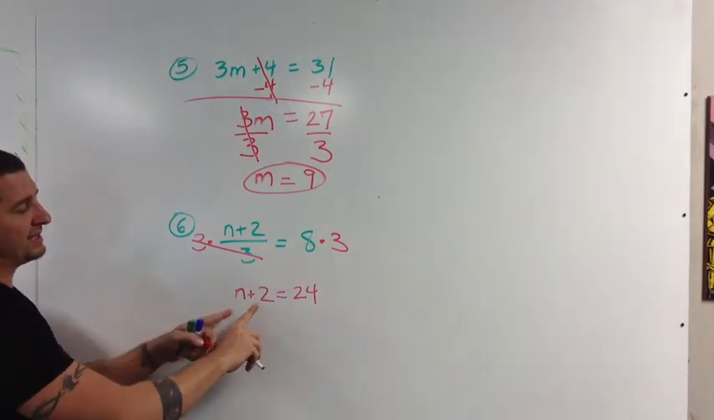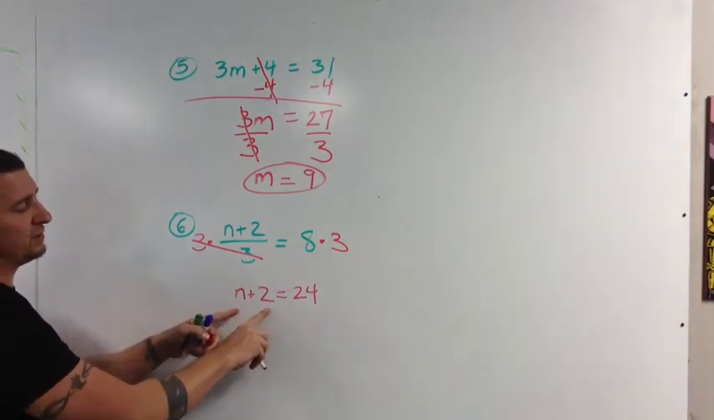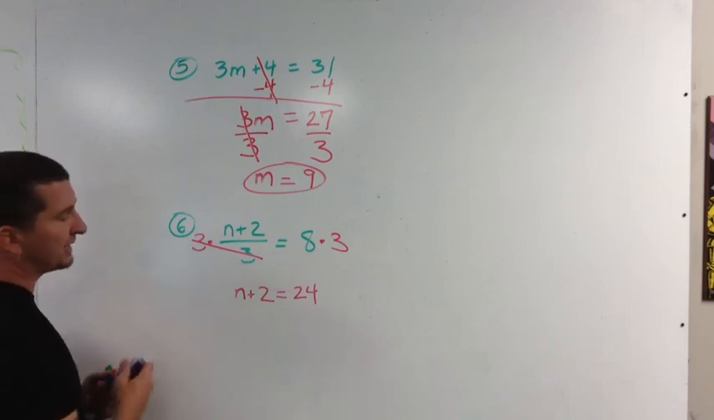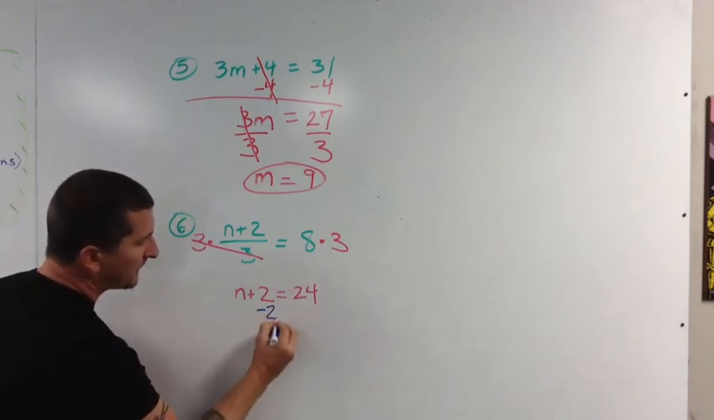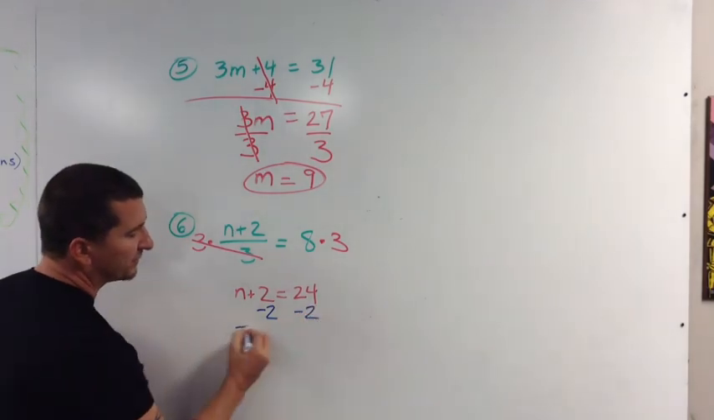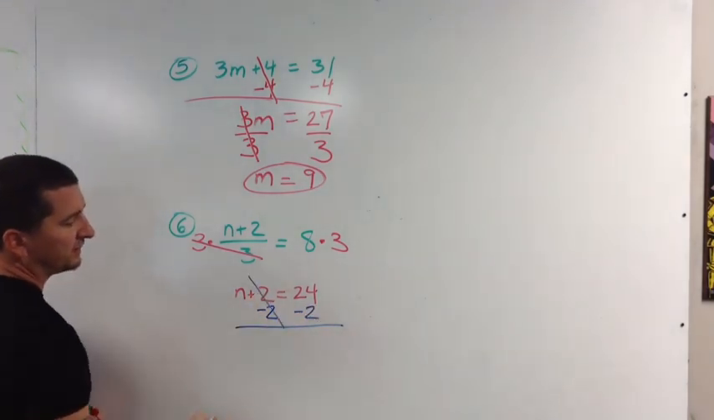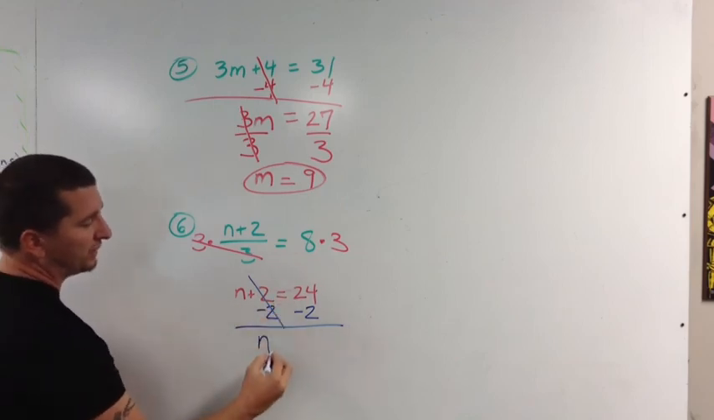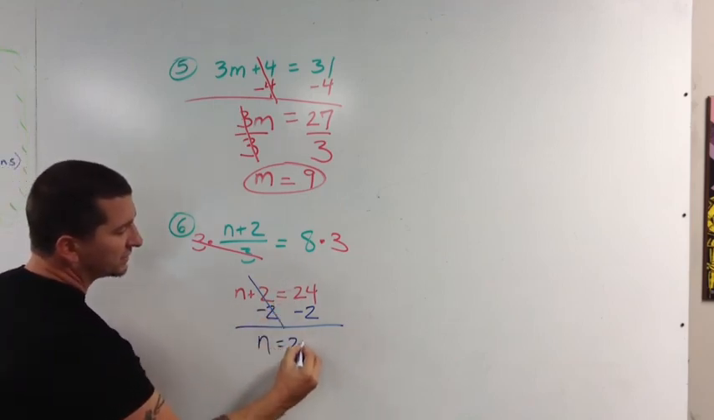And finally, the last step, we have n plus 2. The inverse operation of adding 2 is subtracting 2. So we're going to subtract 2 from both sides of the equation. Then we have n equals 24 minus 2, which is 22.